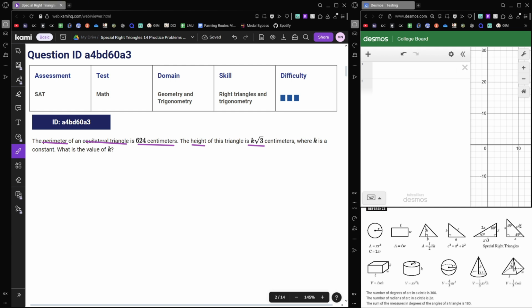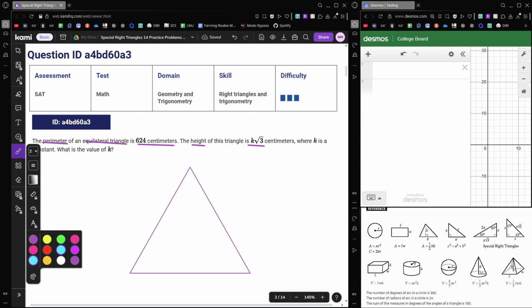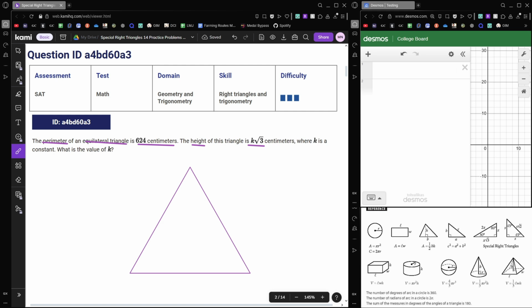Alright, I don't know why all my lines are slanted downwards, but anyways, let's go ahead and draw in this equilateral triangle. Here's the equilateral triangle, and once again, an equilateral triangle means that all 3 of its sides are going to be equivalent, and that all 3 of its angles are going to be 60 degrees.